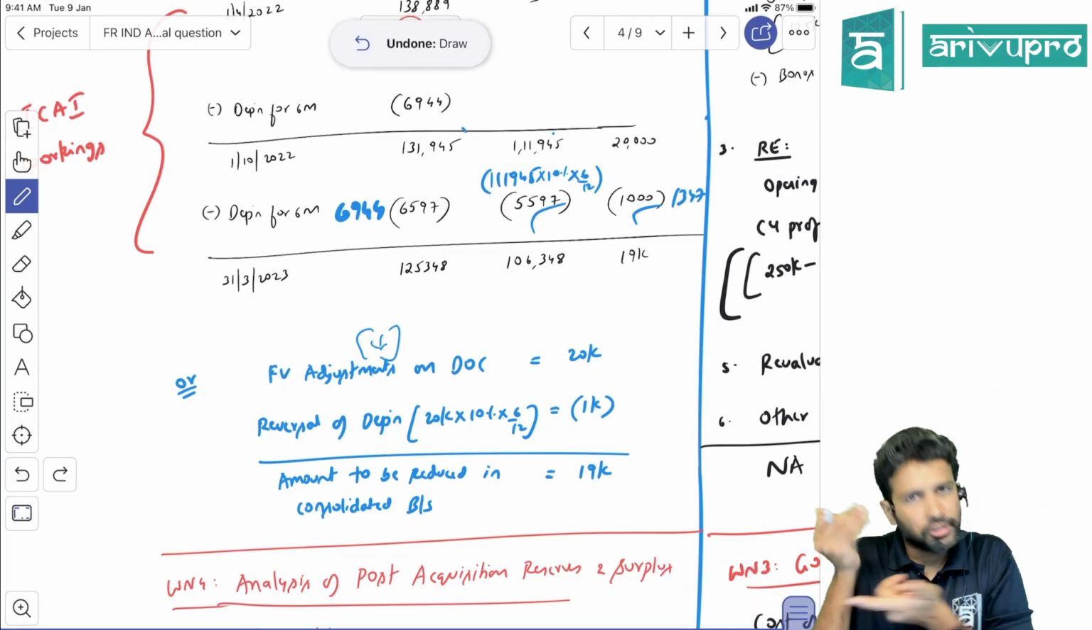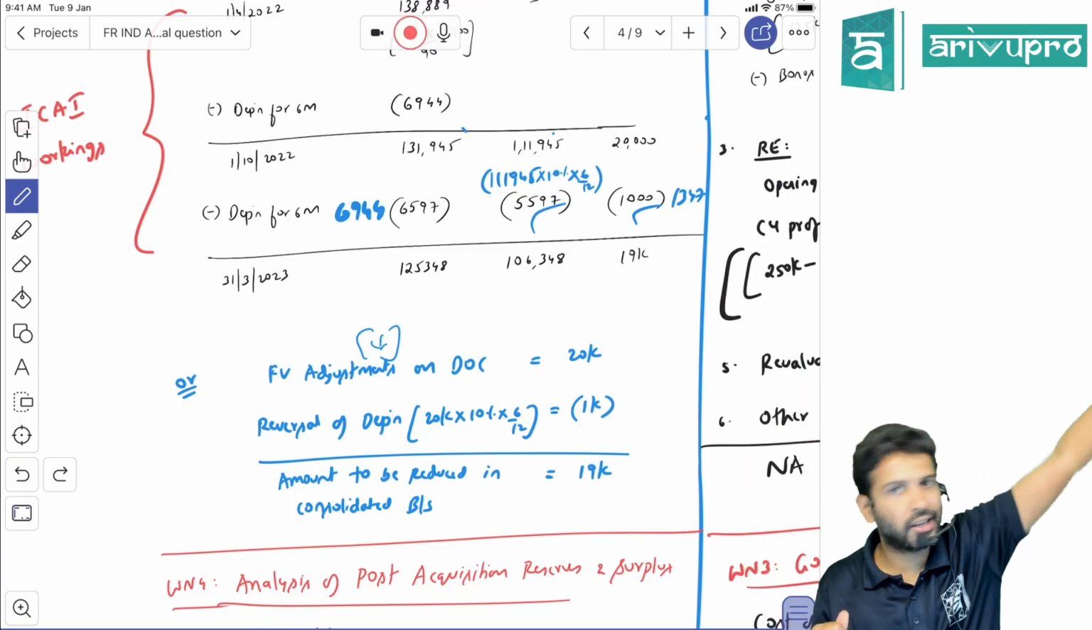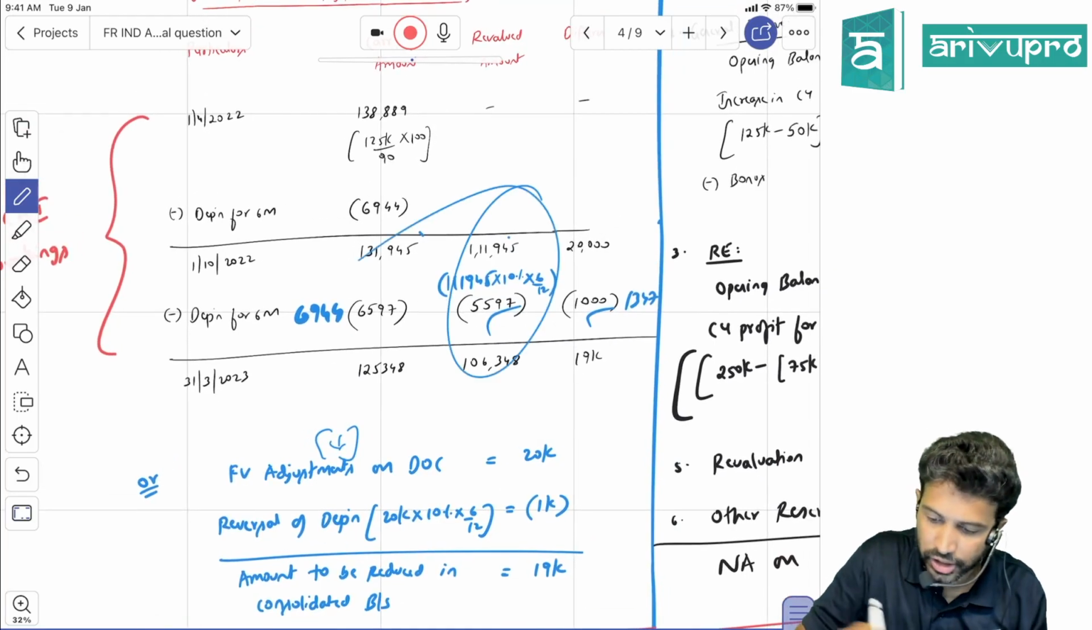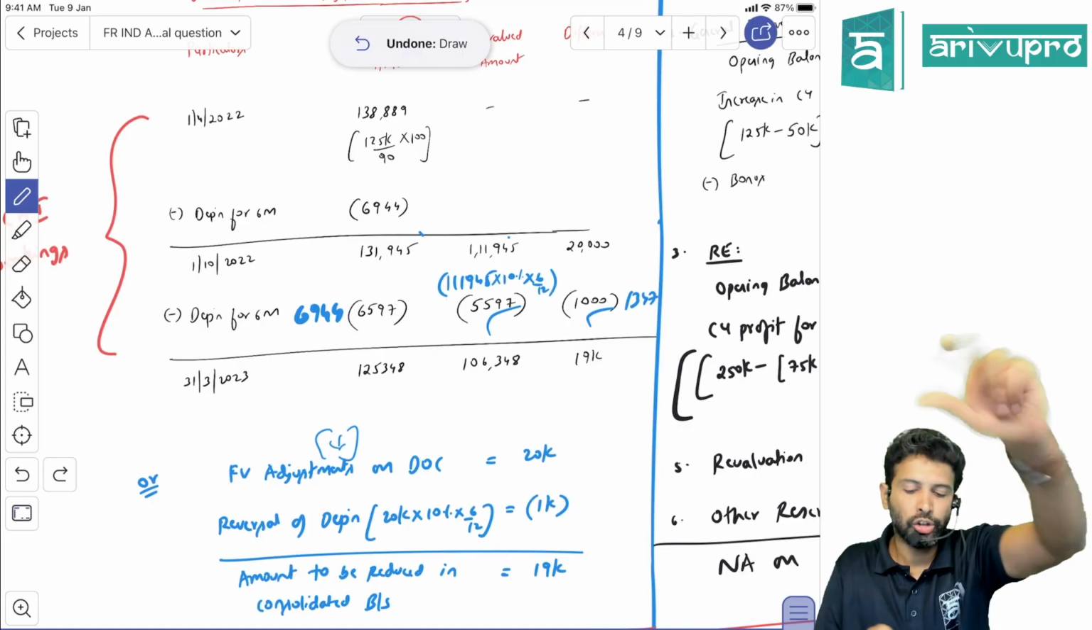Okay, how? So now this is the fair value decrease, no? That means you are reducing the value of the asset. But the subsidiary has charged higher depreciation, because this reduction is a consolidation adjustment. The subsidiary has not done this. They have charged higher depreciation. So you need to reverse.